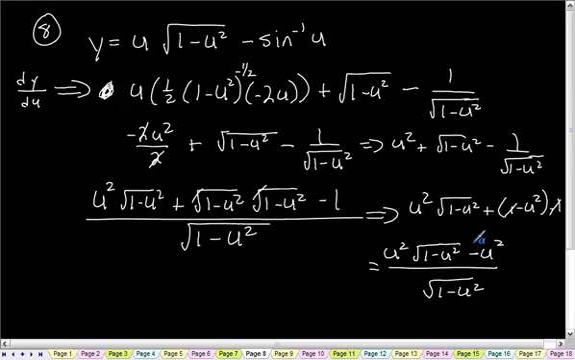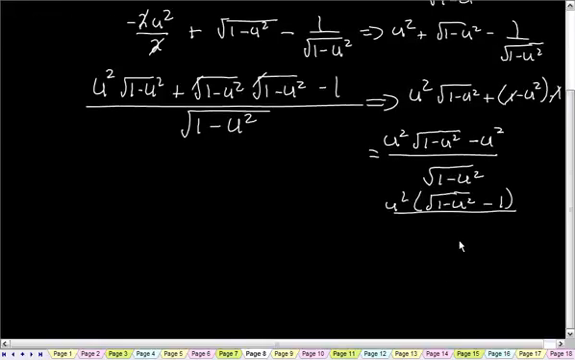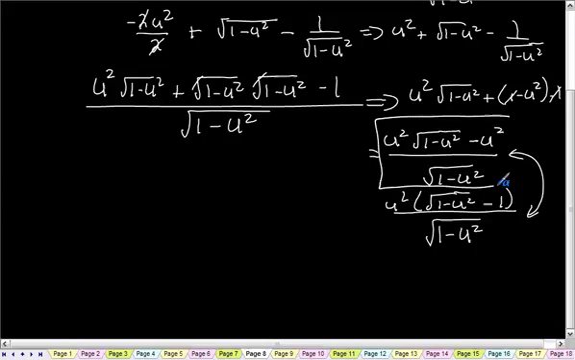You could factor out a u squared, and you'd be left with u squared times the parenthesis 1 minus 1, all over the radical of 1 minus u squared. And that's all she wrote for that problem.